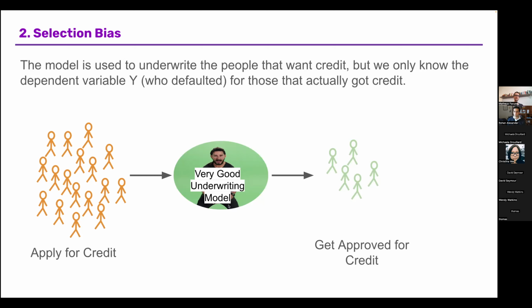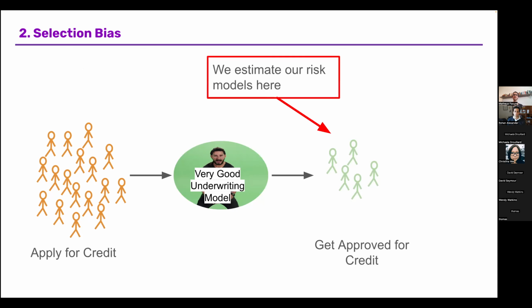So your machine learning model essentially works as a filter between people that want credit and people that actually got credit. And if you think about it, where do you actually get to see the outcome variable? Where do you actually get to estimate your model? Well, of course, you have to estimate your model on the people that your previous models approved. You do not know the risk of customers that you have not given credit to, right? So you only know the risk of customers that you've given credit to.